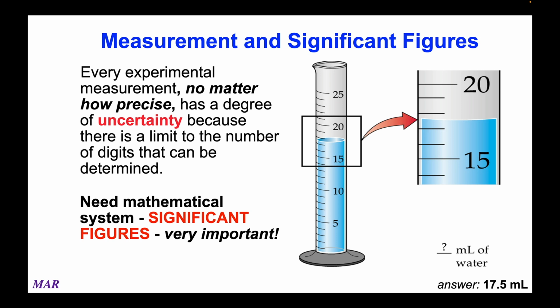The 0.5 is the uncertain part. Maybe you would say 17.4, or your partner would say 17.6, and that's okay. That last part has a plus or minus associated to it. We're doing the best that we can. So significant figures is really important to us, but remember that for all measurements, that last digit, unless you're counting, is going to be uncertain.